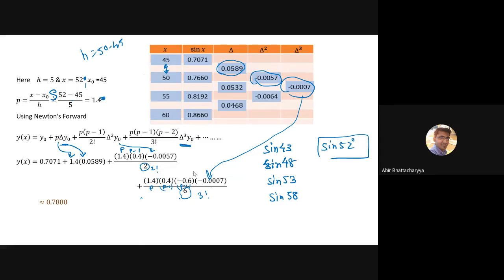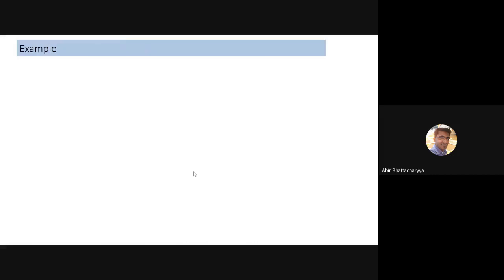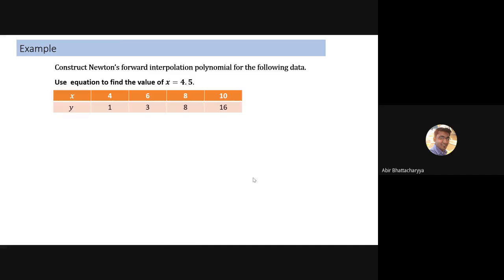Okay, all of you, let's proceed to the next question. The next question is: construct the Newton forward interpolation polynomial for the following data and use the equation to find the value at x equals 4.5. Now, what is the given table?